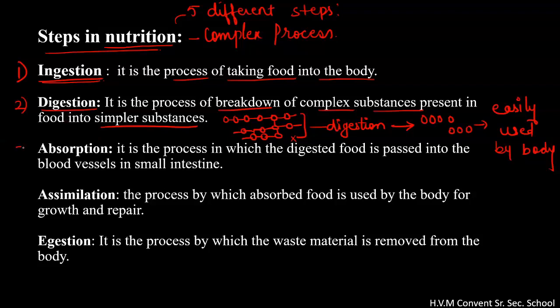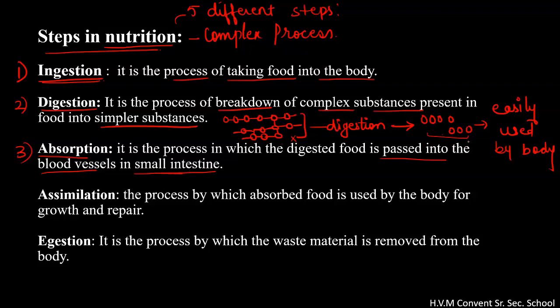And then the third step in nutrition is absorption. So what will happen after the digestion? This digested food, which is now in the simpler form, is then passed into our blood. How do we pass the food into our blood? It is through the blood vessels that are present in the small intestine. So after digestion, the simpler substances of food get passed into the blood through the blood vessels of the small intestine.